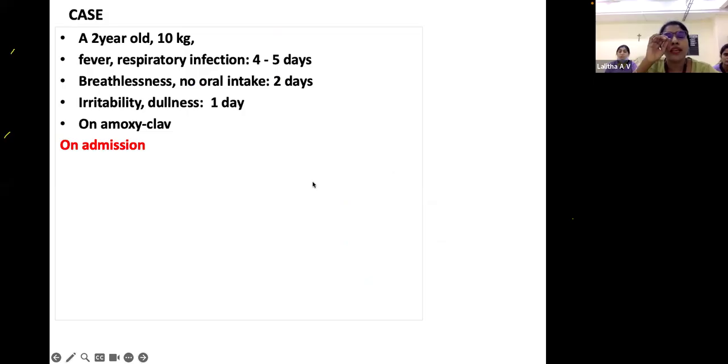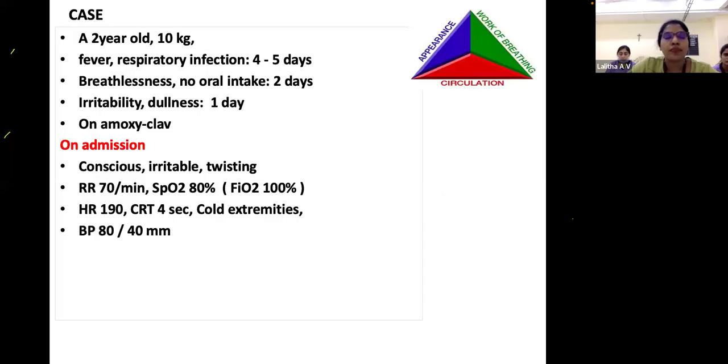This is a 2-year-old child who presented with fever and respiratory infection, and he has had breathlessness for the last 2 days and is irritable. He's been treated outside with some amoxicillin. On assessment, he is conscious, irritable, and tachypneic. He's maintaining saturation around 80% in room air, and after connecting to NRBM, it increased to 100%. He's tachycardic, the CFT is prolonged, and blood pressure is 80/40.